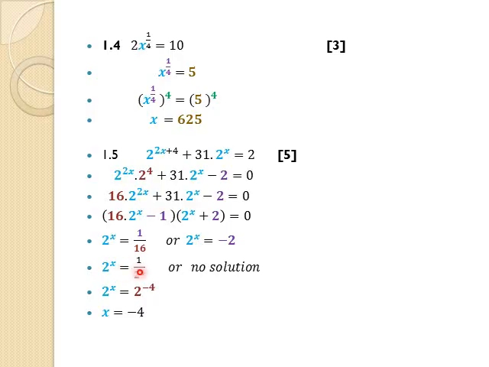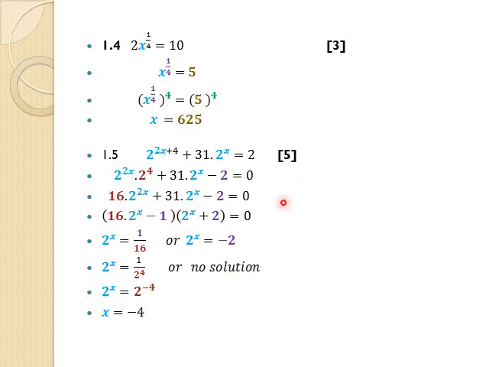Right, 2 to the power x equal 1 over, if I write the bases the same, 2 to the power 4. So with exponential equations, the bases must be the same to solve the exponents, right? Take 2 to the power 4 up. If it's positive here, it becomes negative on top. So 2 to the power x equal 2 to the power negative 4. And therefore, x equal negative 4. Right, so hope you follow.